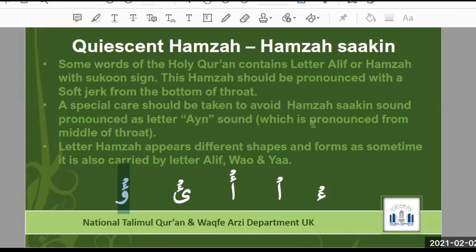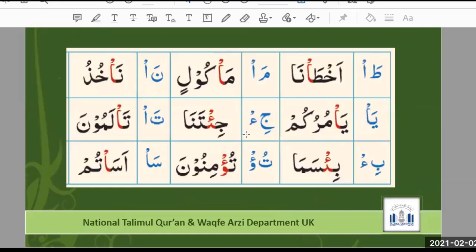It sometimes appears in its original shape like this. And sometimes it appears with Alif and Fatha, Kasra, Dhamma, or a Sukoon sign. Sometimes it appears like this, and sometimes like this. Whatever shape or form it comes in, you will recite it as a Hamza sound. And when it comes with the Sukoon sign, you will pronounce it with a little soft jerking sound. Here are the examples. Look, this is Ta, and the next is Alif Hamza with the Sukoon sign on it. You will say ta, ta, this soft jerking sound. With Alif, the sukoon on top becomes a Hamza sound.